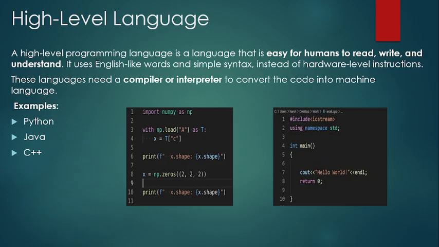So our next slide is high-level language. A high-level programming language is a language that is easy for humans to read, write, and understand. It uses English-like words and simple syntax instead of hardware-level instructions. These languages need a compiler or interpreter to convert the code into machine language. Examples: Python, Java, and C++. And this is also an example of Python and C++. You can see that.